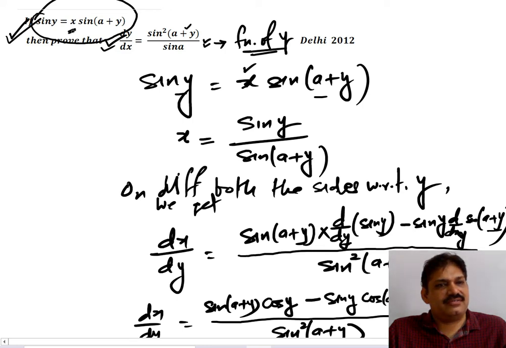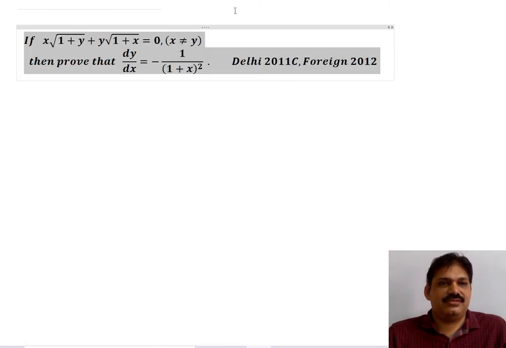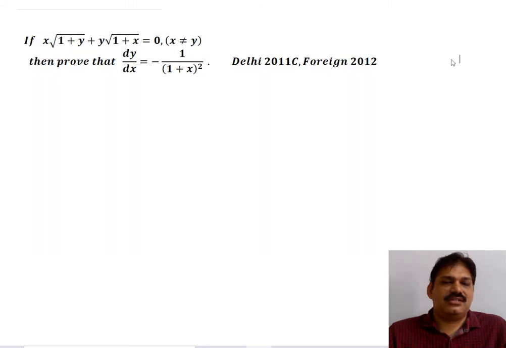We will express x in terms of y and differentiate with respect to y. And here also it can be observed that the answer is in terms of y. Well, let's take one more question. Here, this is a standard question, x times under root y.